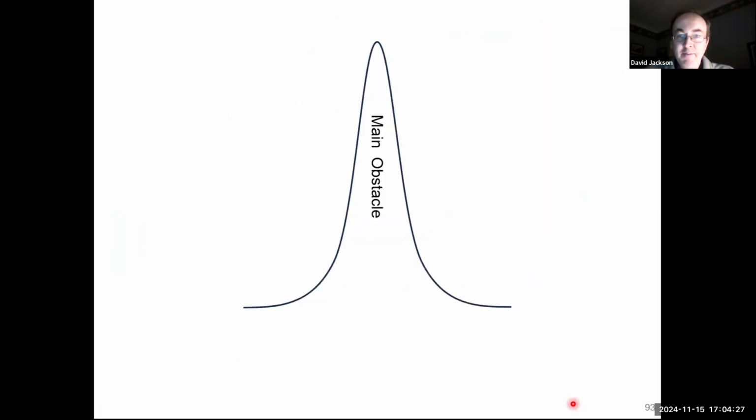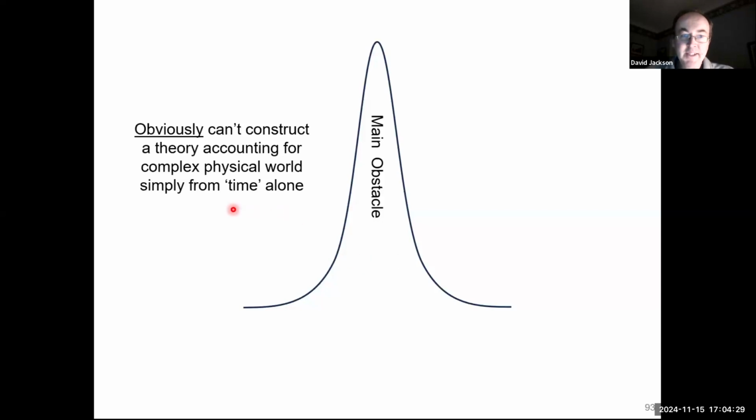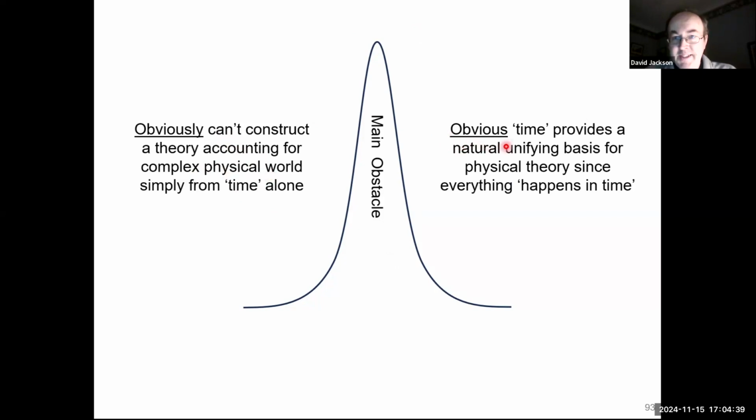So in putting everything from time, I think the main obstacle is that people might say it's obvious that you can't construct a theory that accounts for a complex physical world from time alone. It's just too simple. On the other side of this obstacle, it's kind of obvious that time does provide a unifying basis for the physical theory, since everything happens in time. Everything we observe, all experiments happen in time, and the theory finds a way of actually describing that inside a kind of theory. So it's a kind of shift in worldview.